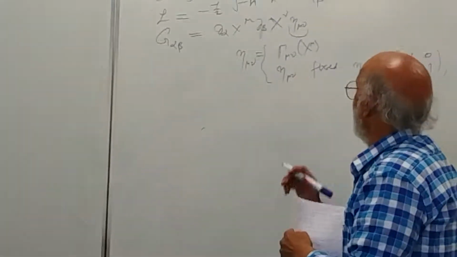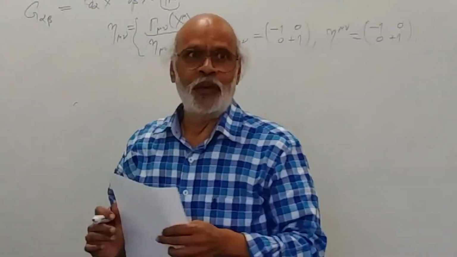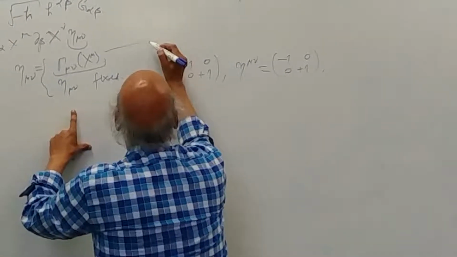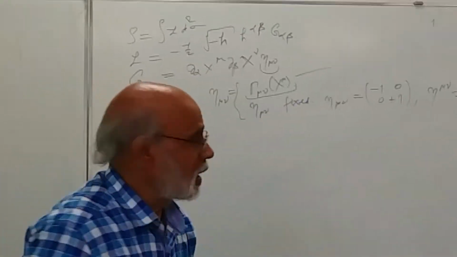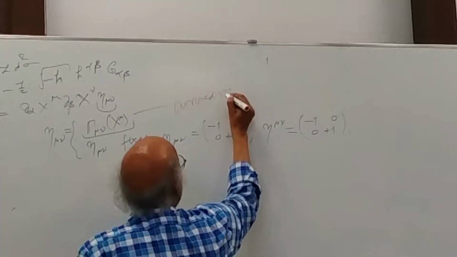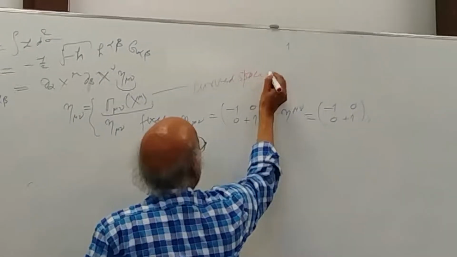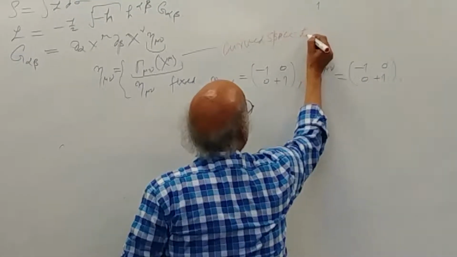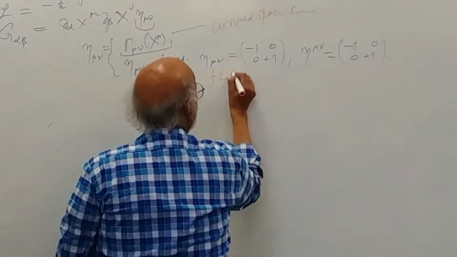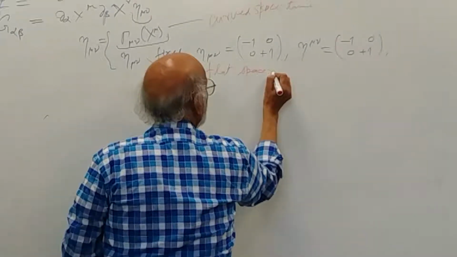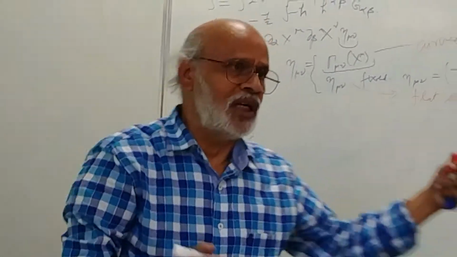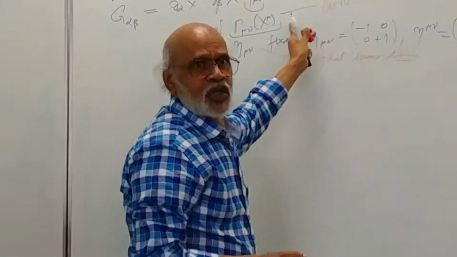Alright, and whereas this is more general. Okay, so this one describes the curved space-time and this one would describe flat space-time. So this flat space-time is a special case of this one, which is more general.